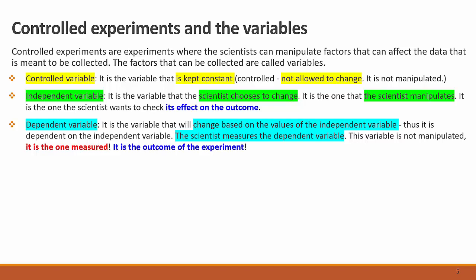So we measure the dependent variable. It's not manipulated. It is the outcome of the experiment. It is what we measure. That's the dependent variable.